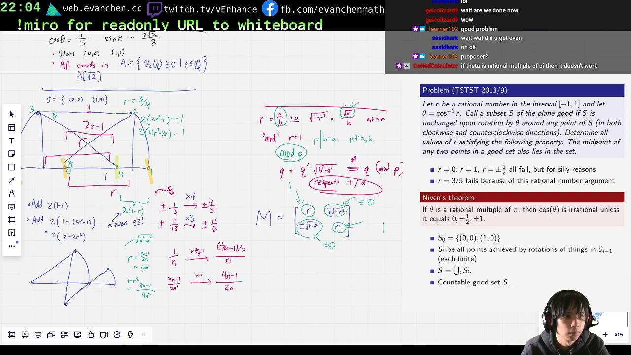Proposer? I don't know who proposed this problem. They weren't very good about releasing problem authors around this time.